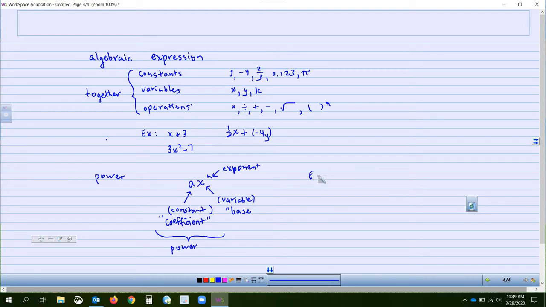So, some examples of powers. 3x squared, -1/2 x to the -2 power, 0.375 y squared. So these are examples of powers. In this one, the coefficient would be 3, the base would be x, and the exponent is 2. The coefficient is negative 1/2, the base is x, and the exponent is negative 2.